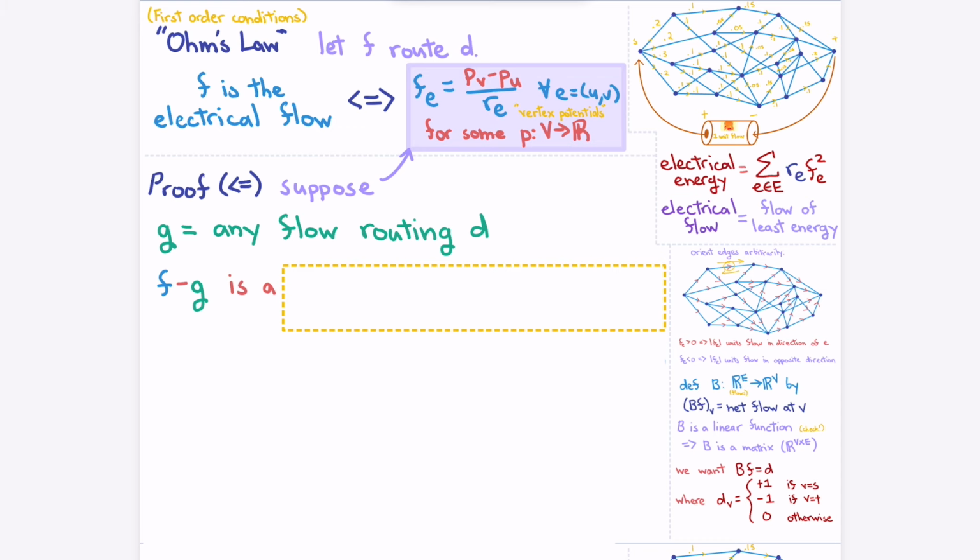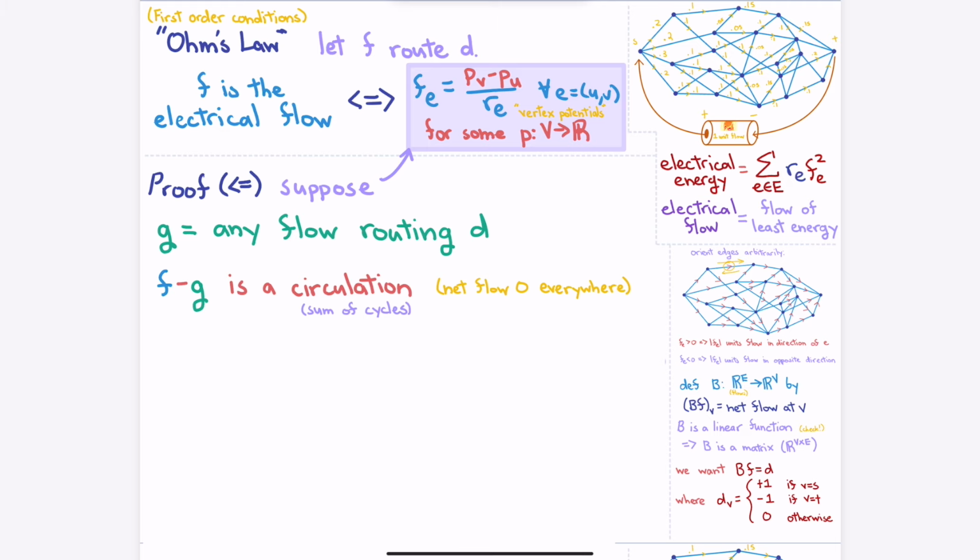Okay. So does anyone know what that's called? There's a big word for it. It's called circulation. Okay. So that means you have net flow zero everywhere. And the circulation can always be broken down into a sum of cycles. You find one cycle, you rip it out. Find another cycle, you rip it out.